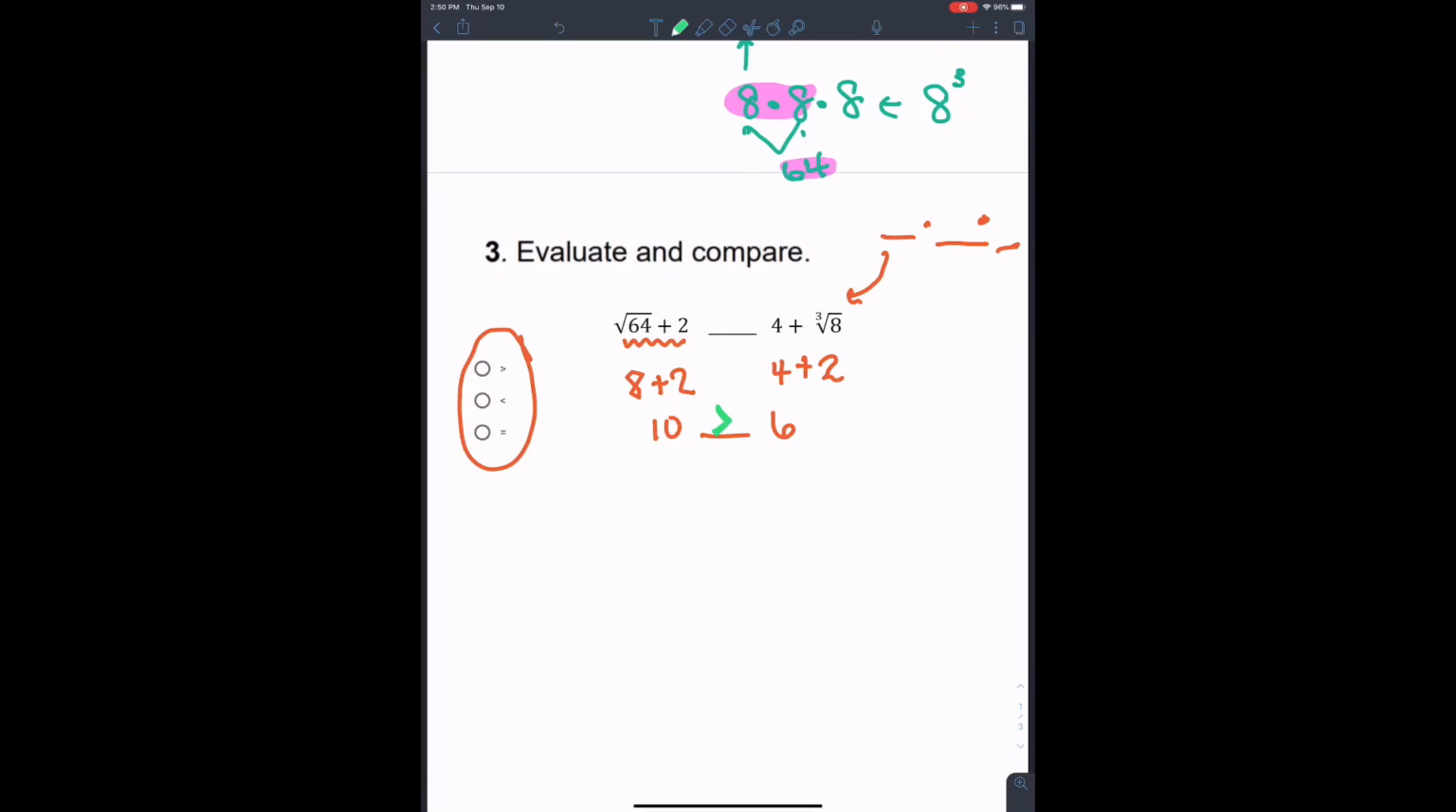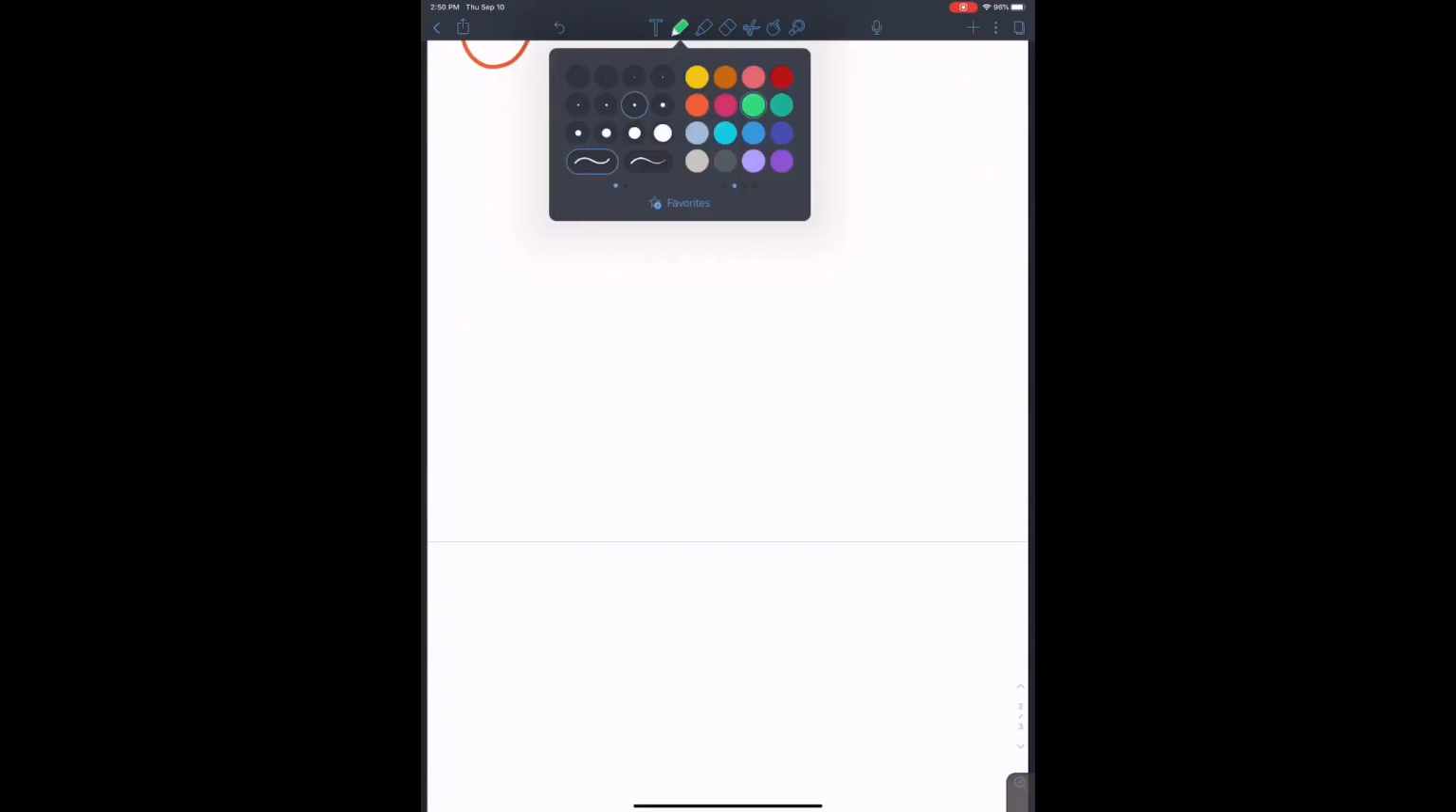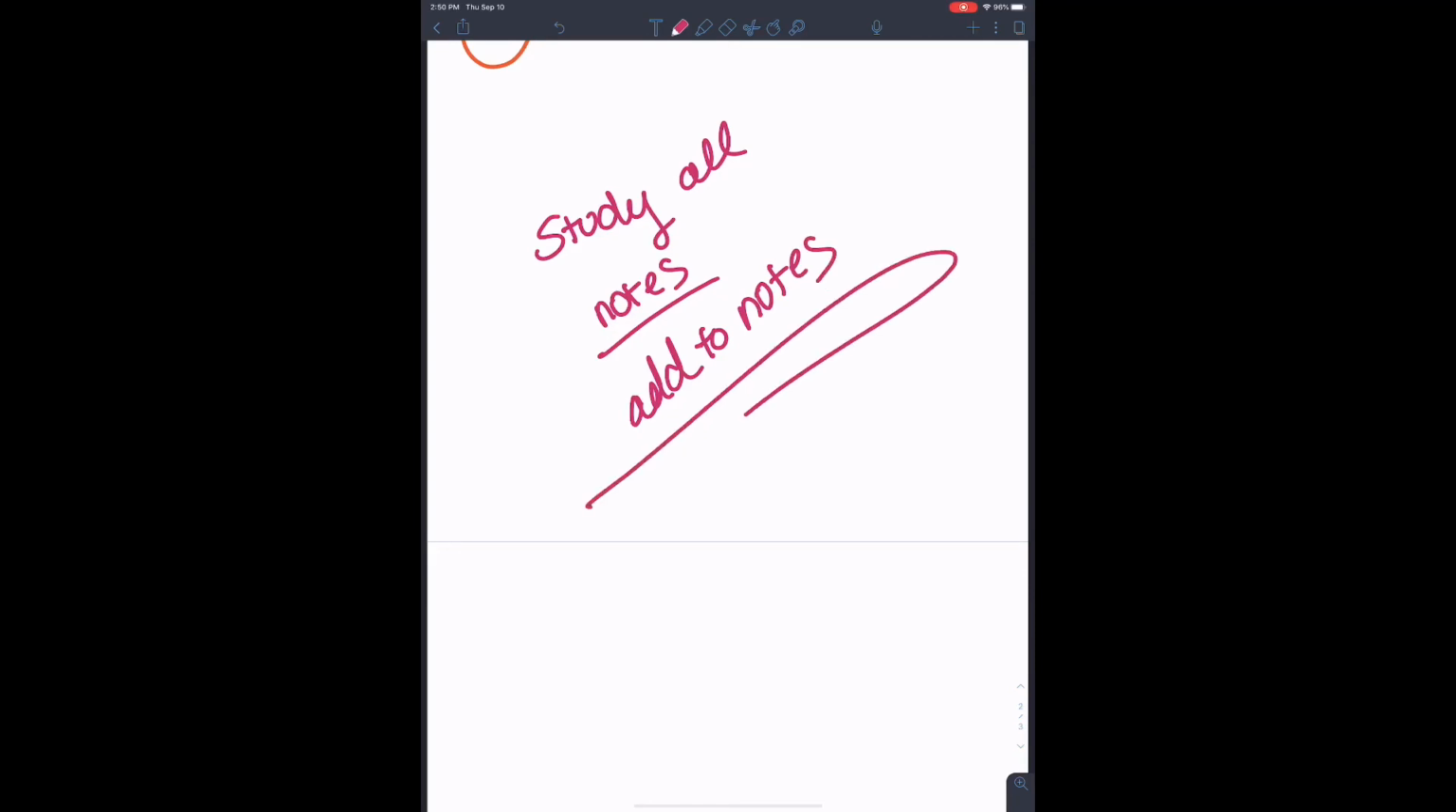So now keep in mind, guys, that you have videos, okay, and I want you to go study all your notes and organize them. Add to your notes. You can add these problems to your notes. You have a quiz tomorrow, and it's all on these concepts that we've covered. Should you have any questions, don't hesitate to ask.